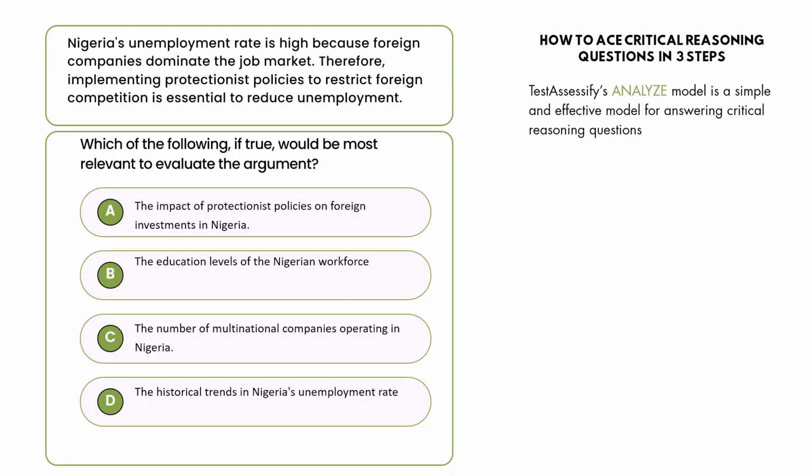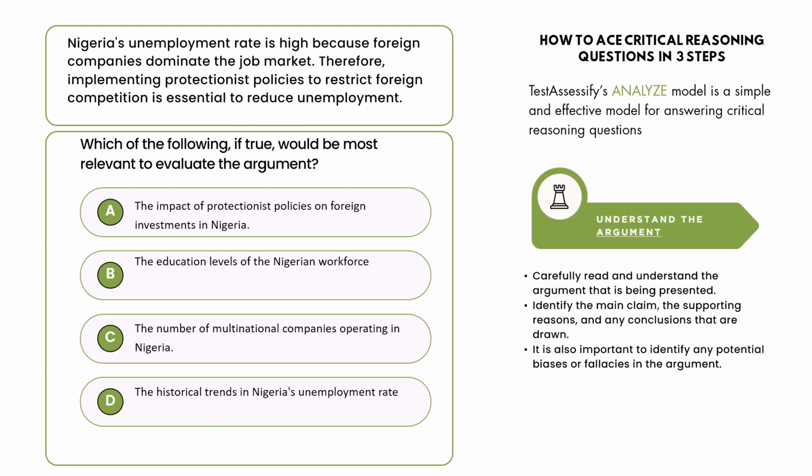In this session, we'll be answering a critical reasoning question. And guess what? I'll be sharing with you a simple method to do this. It's called the ANALYZE method and it's by TestAssessify. It's a very simple process. You'll understand the argument, you analyze the information, and you will evaluate it to select the best option. And this is the secret weapon you need to tackle any critical reasoning question. So let's get this show on the road. It's time to make you a critical reasoning champion.